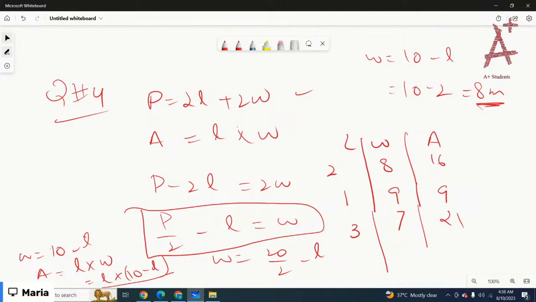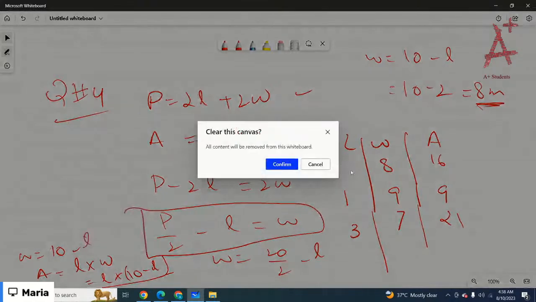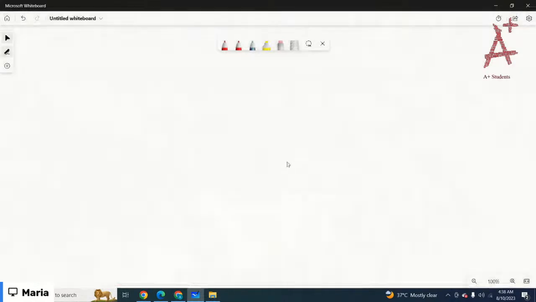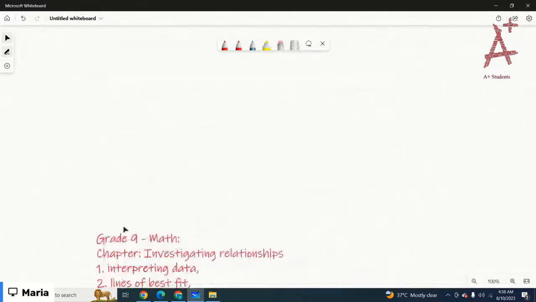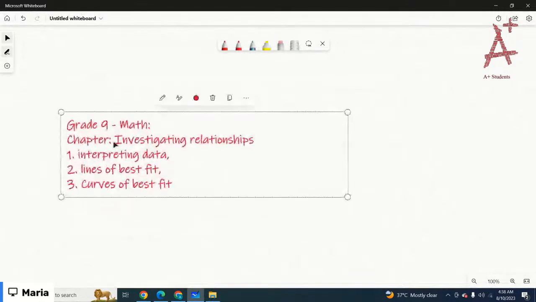Okay, you can complete the lesson by yourself later today. So we are working on grade 9 math, chapter 6, that is investigating relationships. The lessons we have covered today are 6.1 interpreting data, 6.2 lines of best fit, and 6.3 that is curves of best fit, right? So please make sure before the next session you complete all the test questions for the lessons we did today.